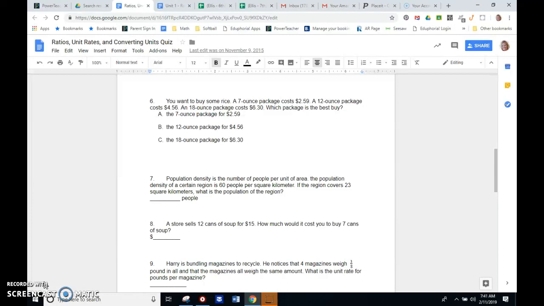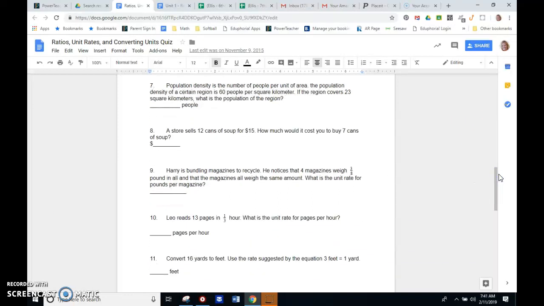A, the 7-ounce package for $2.59. B, the 12-ounce package for $4.56. Or C, the 18-ounce package for $6.30.